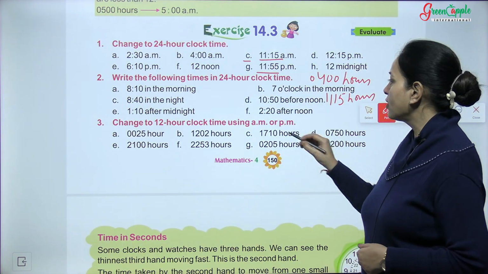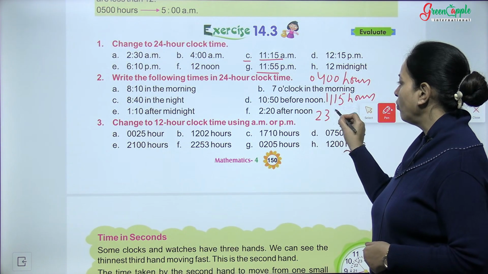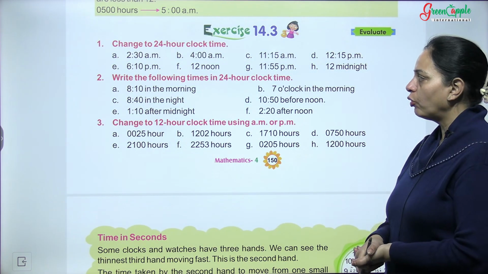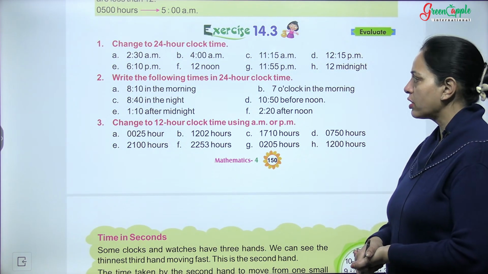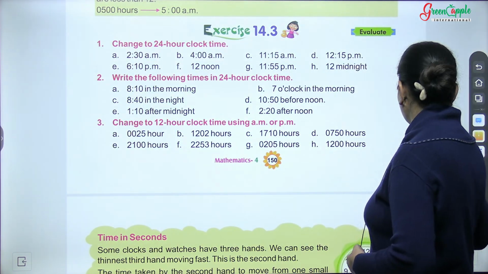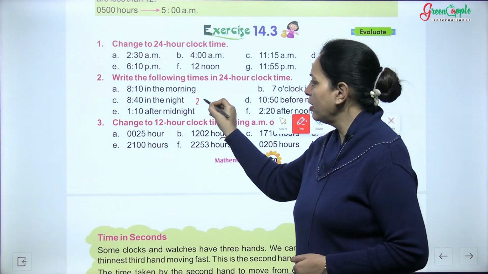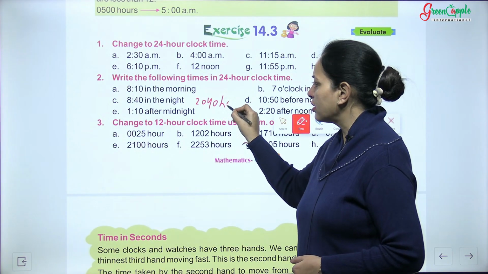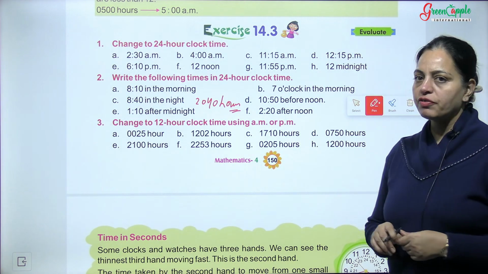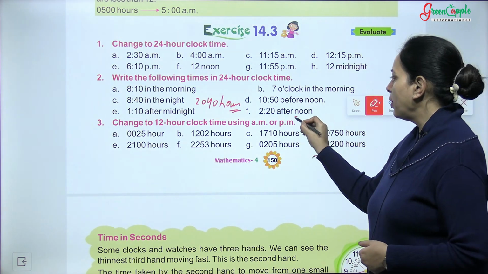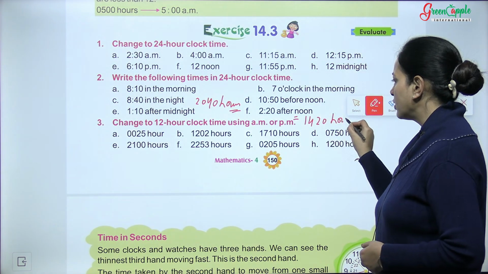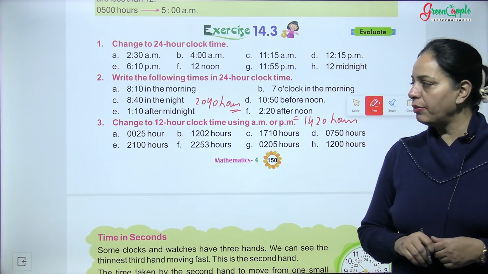If it is PM, then we add 12. So 23:55 hours. Now second question, write the following times in 24-hour clock time. Like C, 8:40 in the night. So this is plus 12, 20:40 hours. Now F part, 2:20 afternoon. So this is plus 12. So 14:20 hours. Okay, similarly you can try the remaining parts.